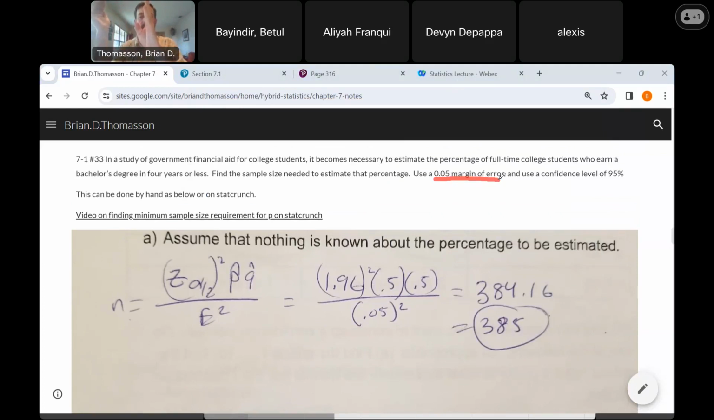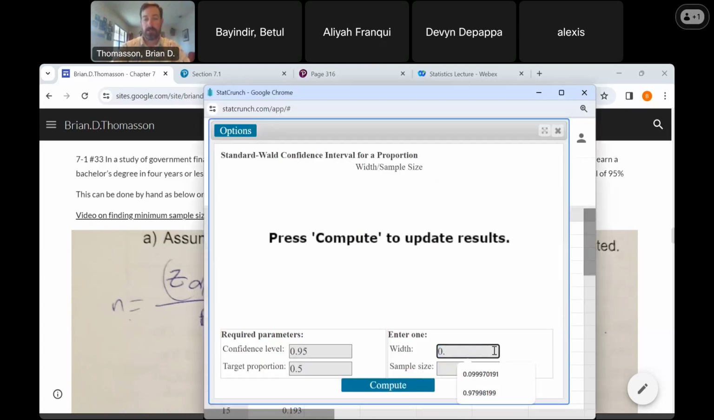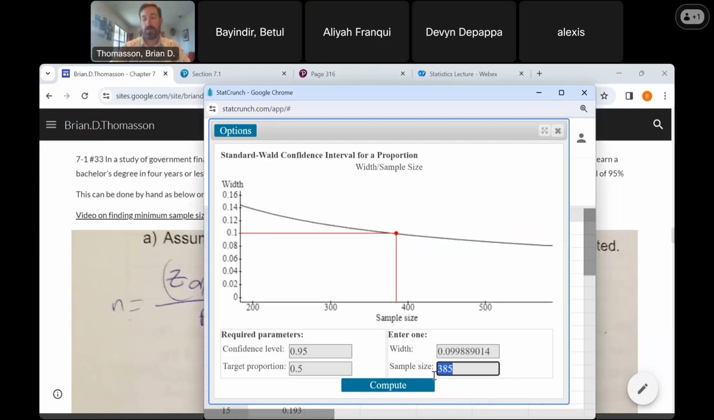Okay. What we want is the width. So let's think about it this way. The margin of error is the radius of our net, and what we're looking for is the diameter of our net. So even though they give us the radius, they need us to find the width, so we have to double that margin of error. If the margin of error is 0.05, we need to double that to make it 10%. So in this bottom box, we put in 10%. When we hit compute, we get that 385, just as we did before.